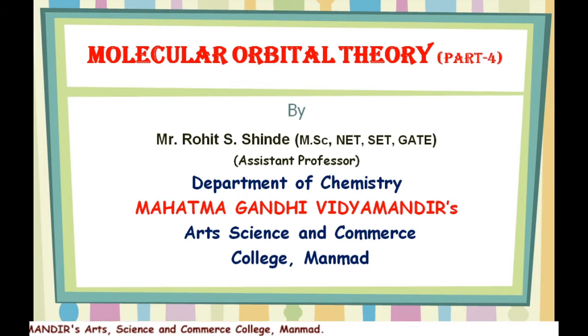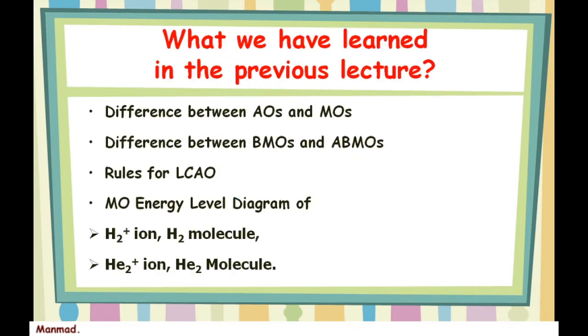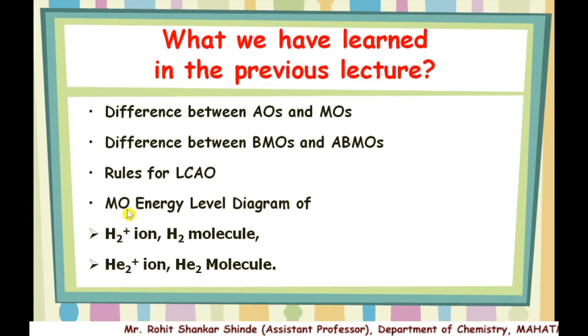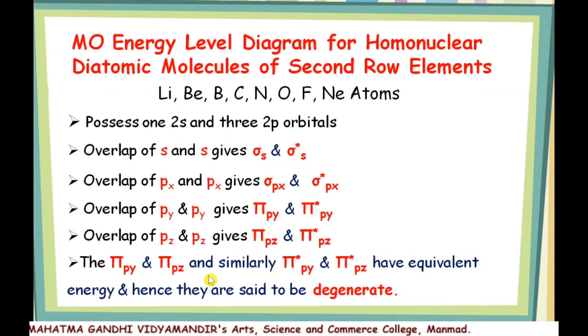It gives me immense pleasure to present Molecular Orbital Theory Part 4. In the previous lecture, we have seen the difference between atomic orbitals and molecular orbitals, the difference between BMOs and ABMOs, rules for LCAO, and the molecular orbital diagram of H2 plus ion, H2 molecule, He2 plus ion and He2 molecule. In this lecture, we will see MOT diagrams for homonuclear diatomic molecules of second row elements.